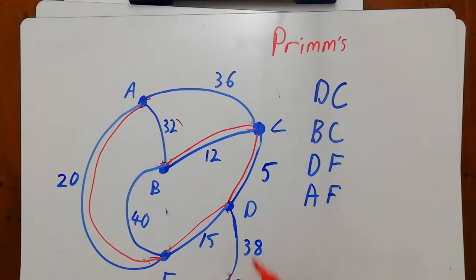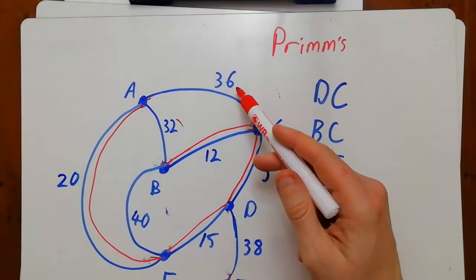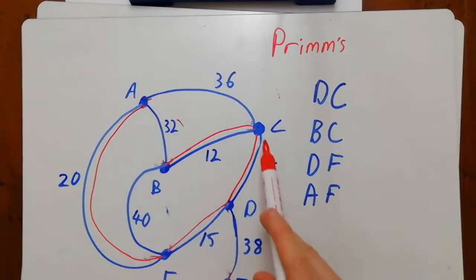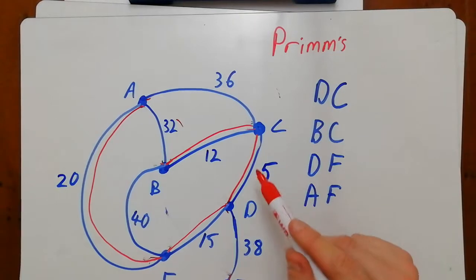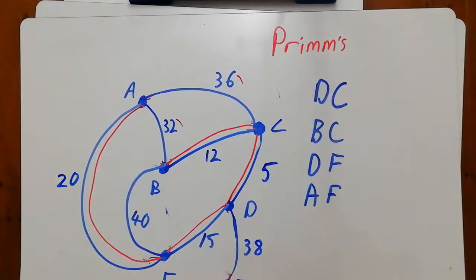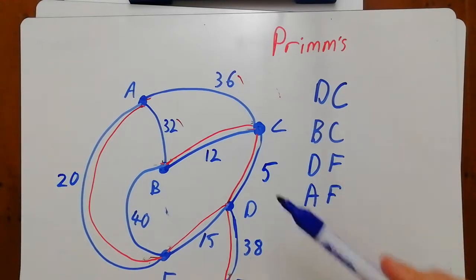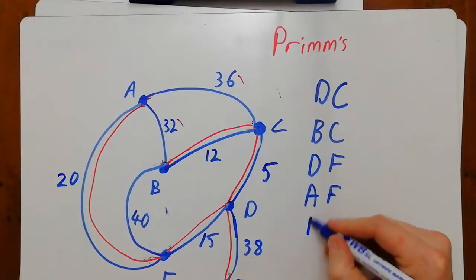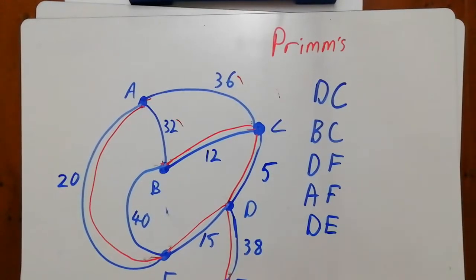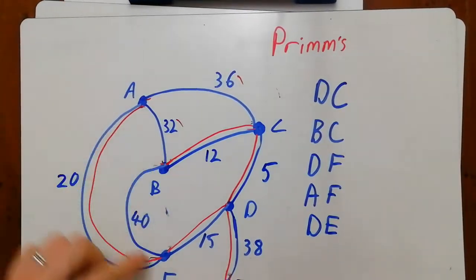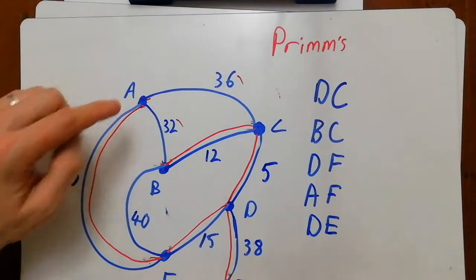I look for the next shortest. The next shortest one is 36. 36 would also create a closed cycle. I could go C, D, F, A, back to C. So I can't add that one either. The next one that I look to add is D to E, this 38 here. Even though it's not the shortest arc, it's the shortest arc which doesn't create a cycle. So I add that to my network, and now I stop. I don't need to check whether that one will create a loop. I can see that I now have a spanning tree.